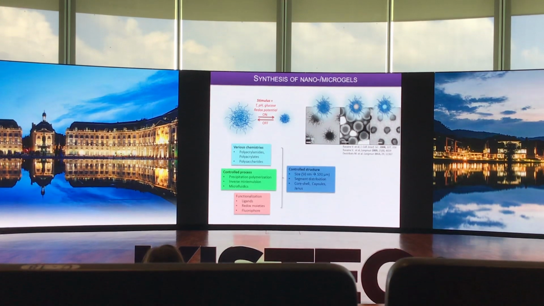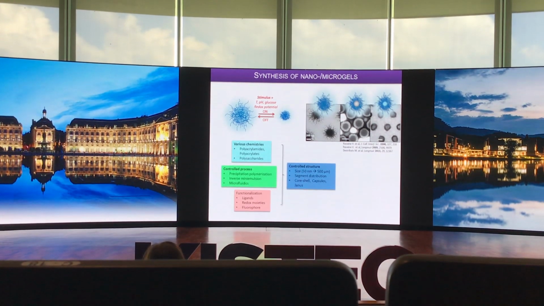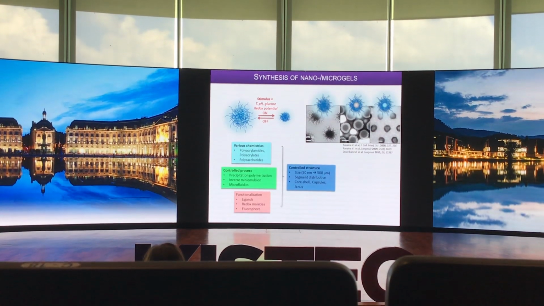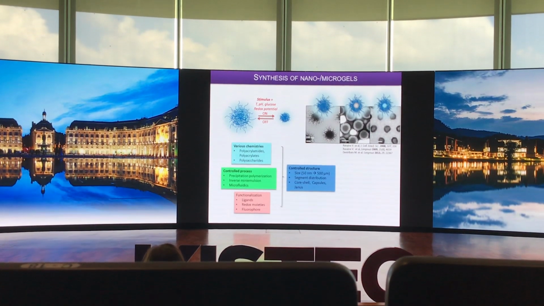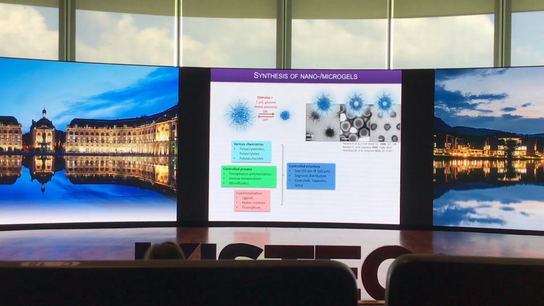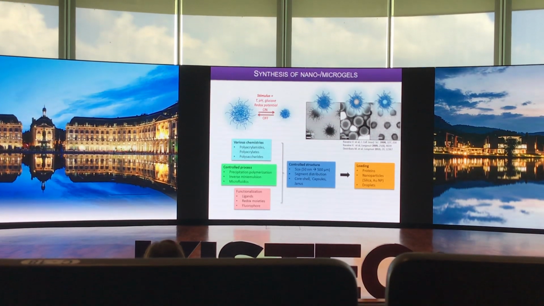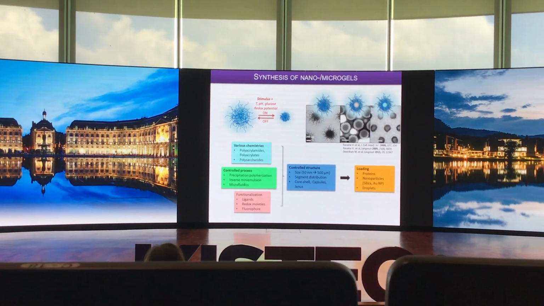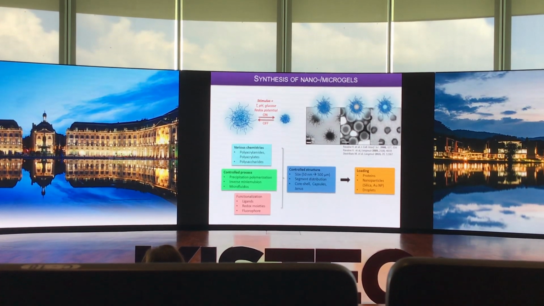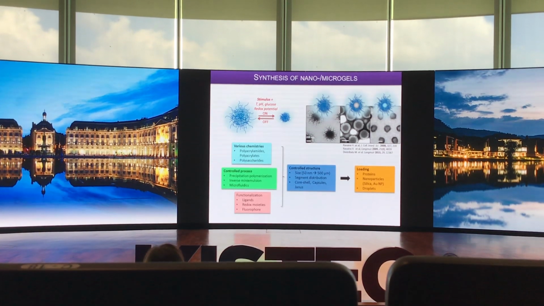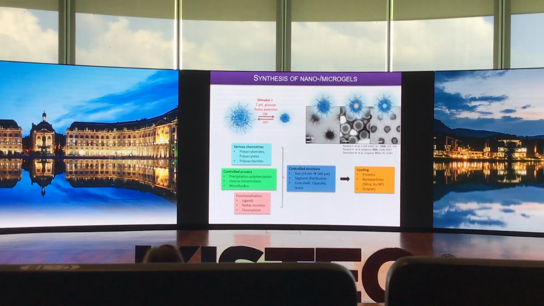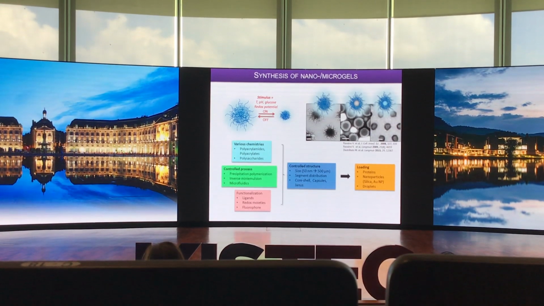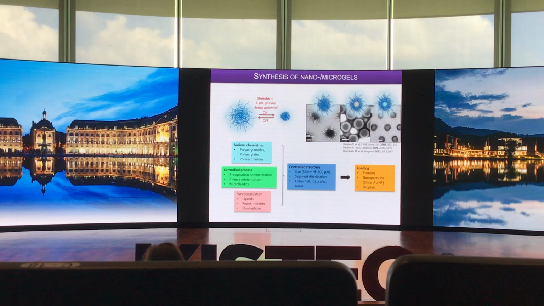We can also control the internal structure, such as examples which are given here with different core shell structures or capsule-like systems. And we can go to hybrid systems in which we can, for example, load some nanoparticles. But if we are interested in encapsulation systems, we can load some proteins. We have worked on that, I won't talk about this today. And we can also load some soft particles, such as droplets.